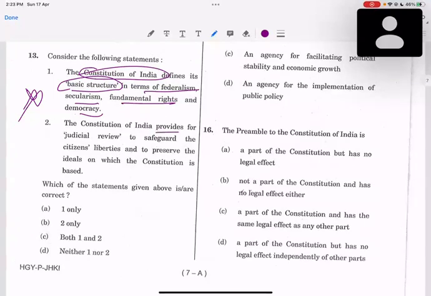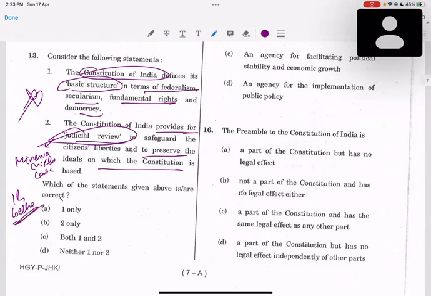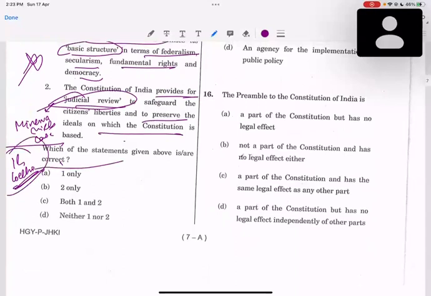Then, the Constitution of India provides for judicial review to safeguard this. The Constitution of India does not provide directly for judicial review; rather it is provided by Supreme Court judgments. The judicial review related judgments are the Minerva Mills case and the IR Coelho case. The IR Coelho case was a question asked in mains also once. So the answer is definitely that both are wrong.